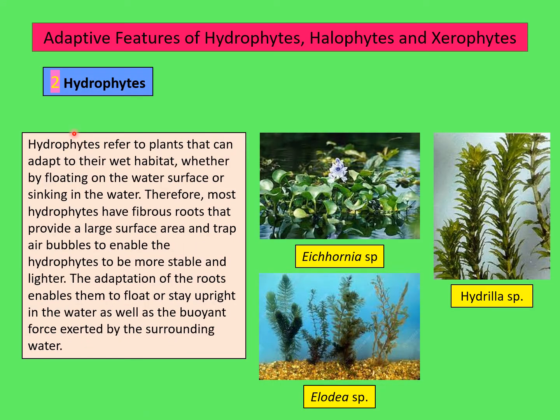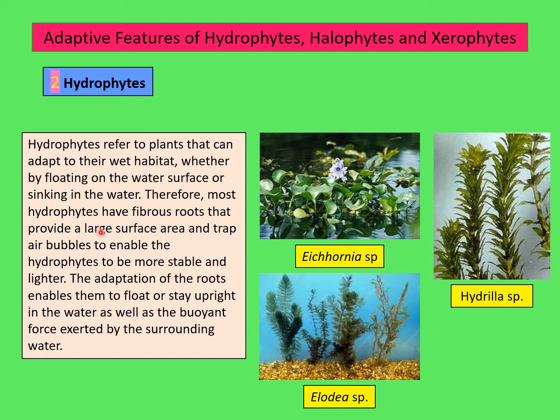Okay, we look at the second ones, hydrophytes. Hydrophytes refer to plants that can adapt to their wet habitats, whether by floating on the water surface or sinking in the water. Okay, in this diagram, Eichhornia is floating on the water surface, whereas Hydrilla and Elodea are submerged in the water or sinking in the water.